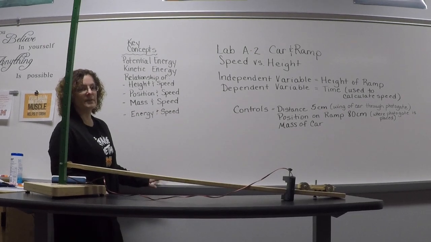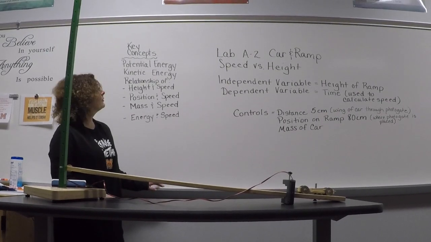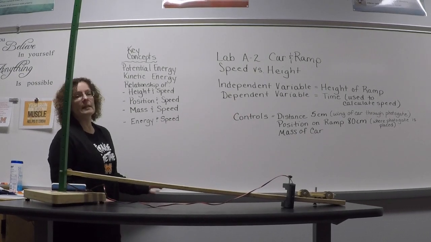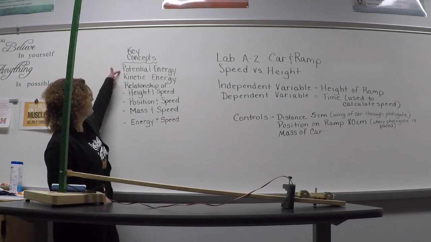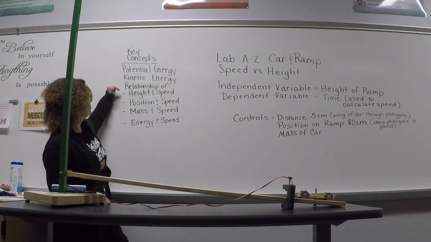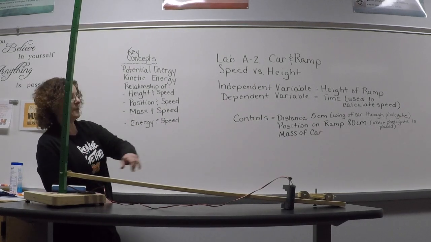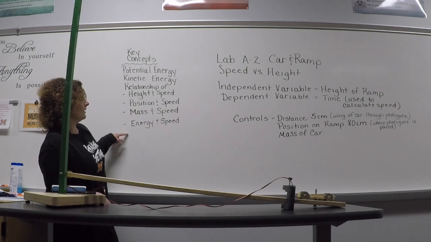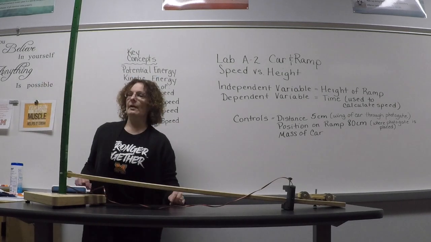Hey there, we're going to do a series of labs involving our car and ramp setup here. Some of the key concepts that we're going to be looking at: potential energy, kinetic energy, the relationship of height to speed, which is our first one, position to speed, mass and speed, and energy and speed. So let me give you a rundown of what we have here.